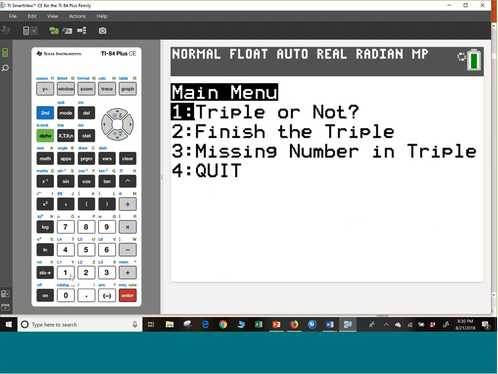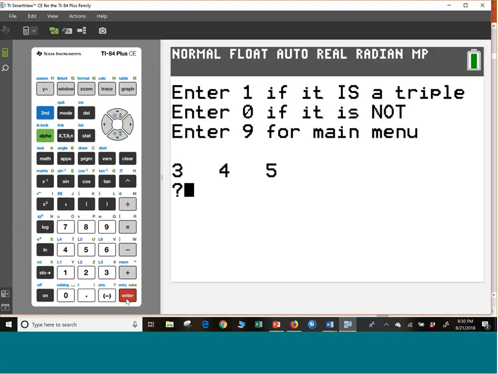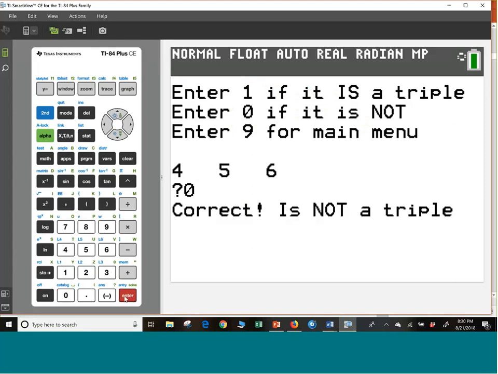So I'll press 1 or enter. And given 3 numbers, we need to decide if they form a Pythagorean triple or not. Press enter to continue. So 3, 4, 5 is a triple. It says if it is, enter the number 1. So I'll enter 1 and enter, and I'm correct. Press enter. 4, 5, 6, we know that's not a triple, so I'm going to go 0, and it tells me you're correct, it is not.